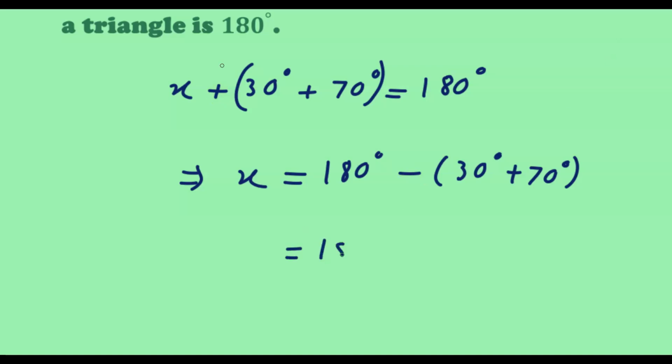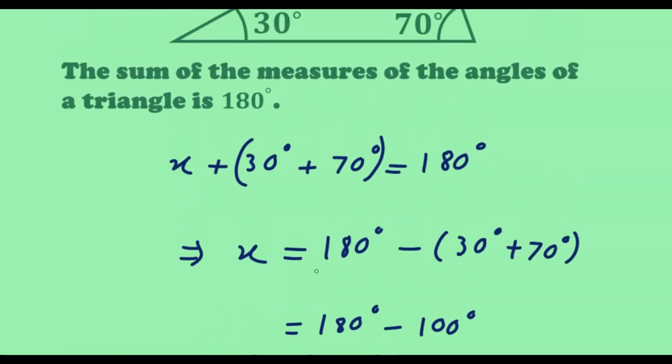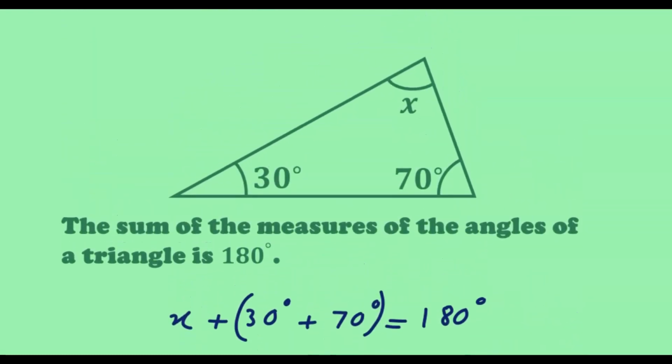So we have 180 degrees minus (30 degrees plus 70 degrees), that's 100 degrees, and 180 degrees minus 100 degrees is 80 degrees. So that means that x is 80 degrees. And so what is the measure of the missing angle? It's going to be 80 degrees.